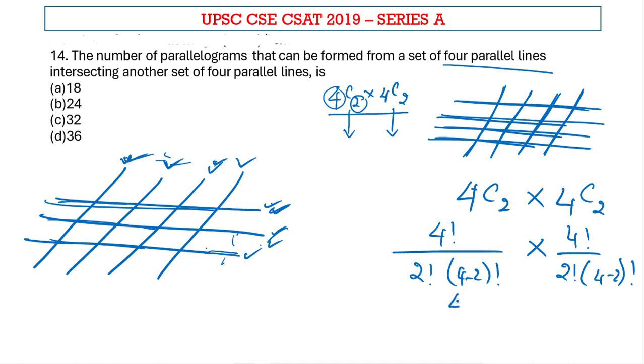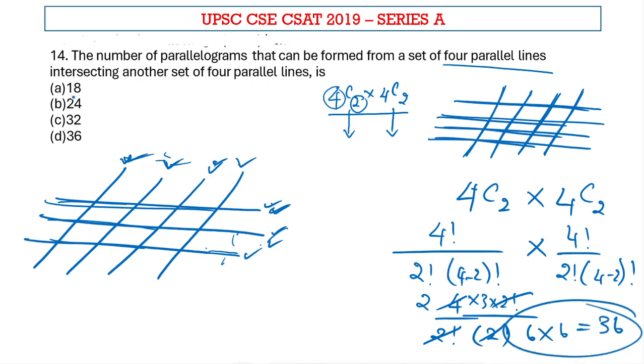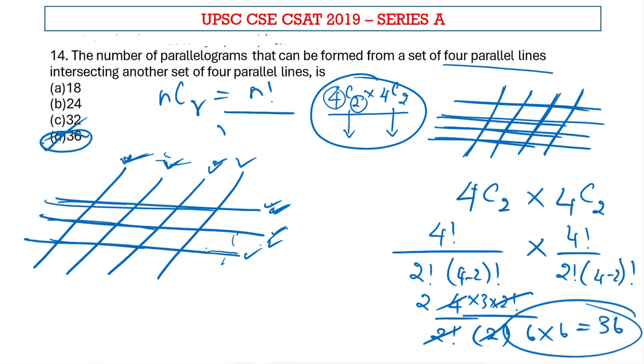This will be 4 into 3 into 2 factorial divided by 2 factorial into 2 factorial, that is 2. So I can cancel this out and say 6. So basically 6 into 6, that is 36, is our answer. So option D is the right answer. I hope you're clear with the nCr formula. Please do revise it if you're not. n factorial divided by r factorial into n minus r the whole factorial is the formula.